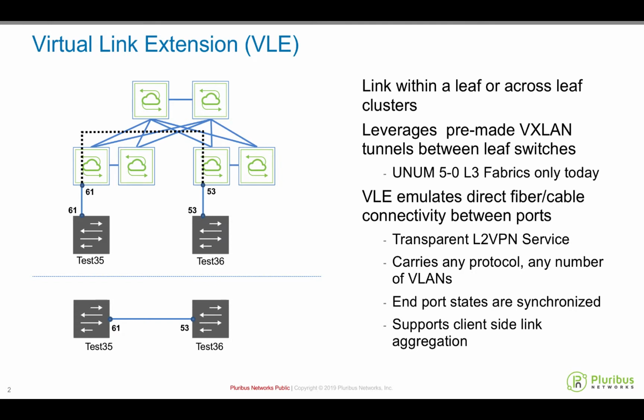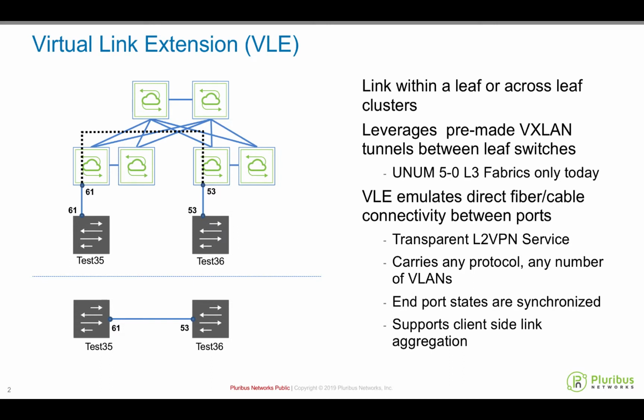This requires the use of VXLAN tunnels between leafs, which are automatically created in Layer 3 fabrics built by UNUM 5.0 and later. The VLE link emulates a copper or optical cable by acting as a transparent Layer 2 VPN service. The link, just as a cable would, carries any protocol and up to the usual 4,000-ish VLANs. The endports on either side of the link are also synchronized. If one side goes down, there's no need to worry about traffic being lost or black-holed. The entire link goes down.